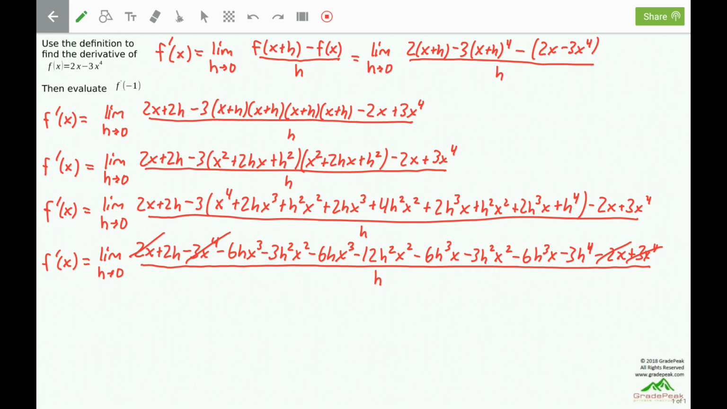We should have just h terms left over here. And the h terms that are left over, we can combine like terms together. There will be some like terms in there. So f prime of x equals the limit as h goes to 0 of, let's see if we can find any like terms. Well, there's a 2h that doesn't have any other like terms, so we'll just write that one down, 2h. As far as the hx cubed, there are two of them. There's this one, and then there's this one. So let's combine those together, and that will give us a negative 12hx cubed.